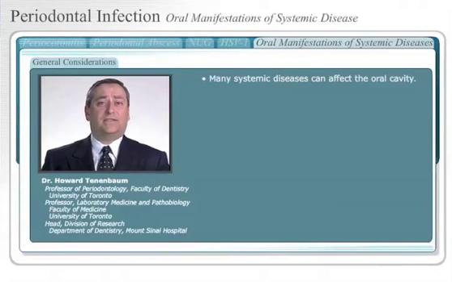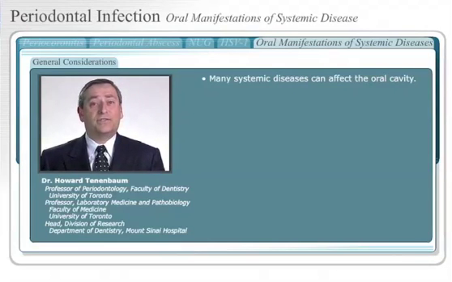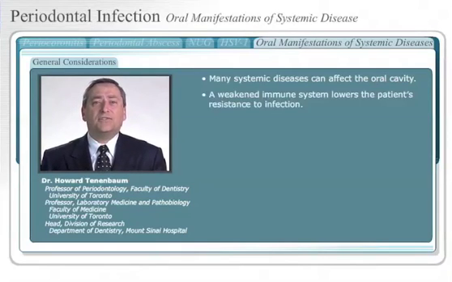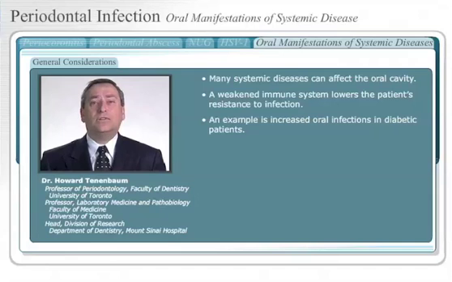Many systemic diseases can affect the oral cavity. In the case of oral infections associated with systemic disease, most often the condition has weakened the immune system, lowering the patient's resistance to infection. An example of this is the increased prevalence of oral infections in diabetic patients.